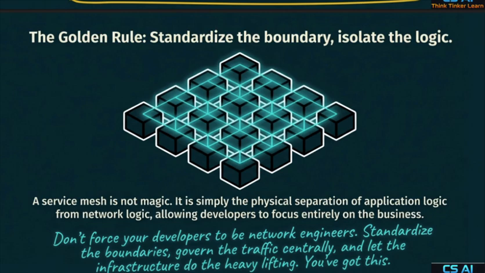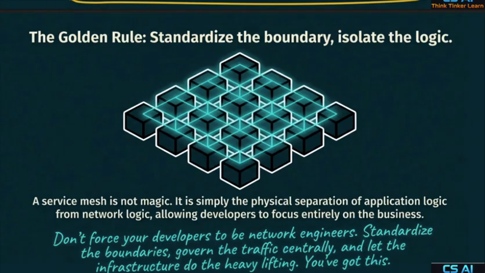The golden rule of microservices is to standardize the boundary and isolate the logic. The service mesh is simply the physical separation of application logic from the network logic. Don't force your developers to be network engineers. Standardize the boundaries, govern the traffic centrally, and let the infrastructure do the heavy lifting.